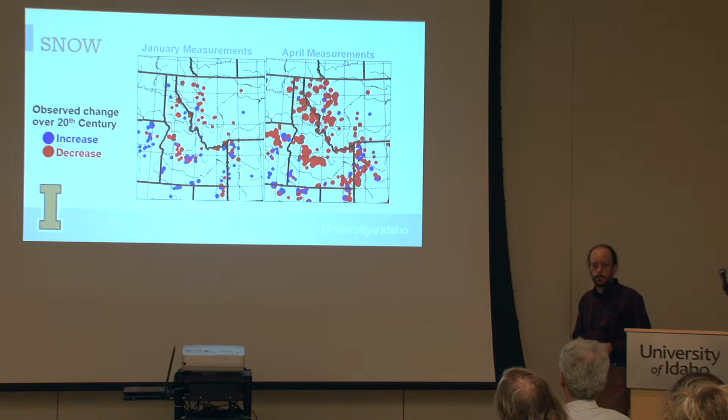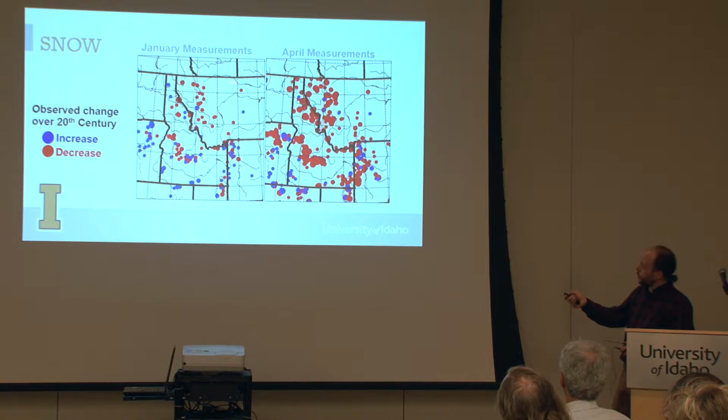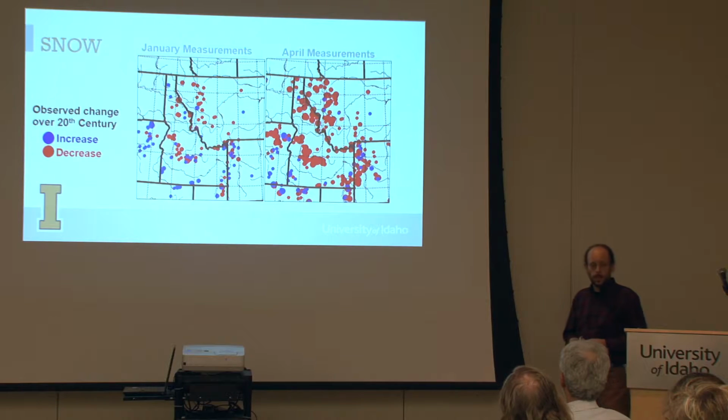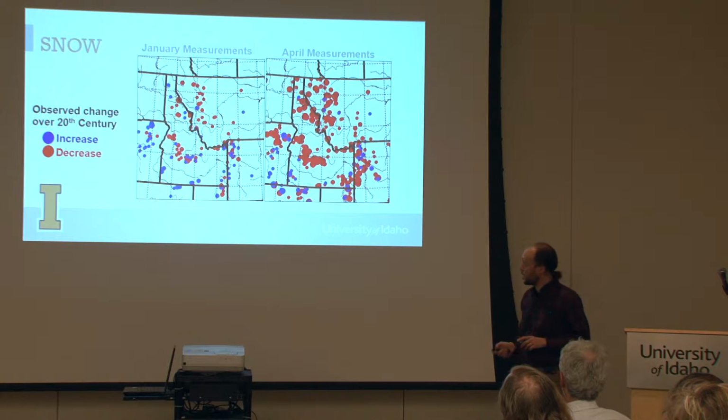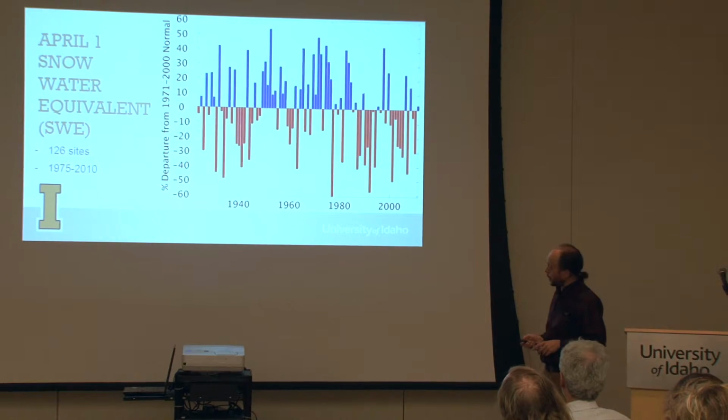But if we look at April 1st, what you see here is, west-wide, most of the stations end up showing declines in the snowpack. There are a few isolated cases that show increases. And a lot of those places that tend to show increases are places that are quite high in elevation, where you're not crossing that freeze-thaw threshold. So that's the snow story.